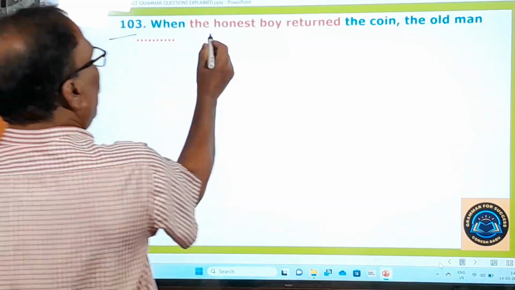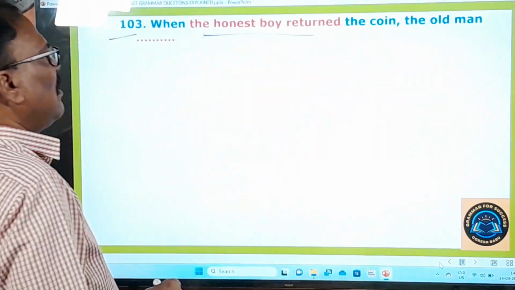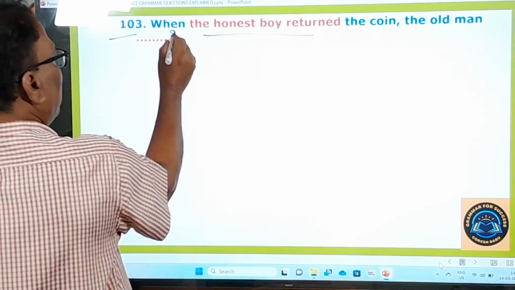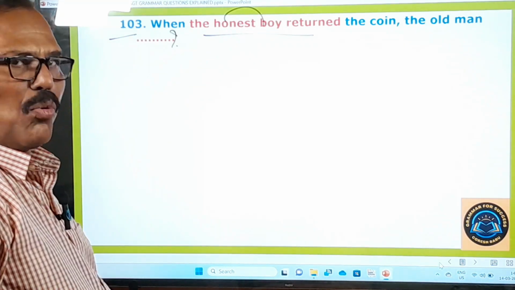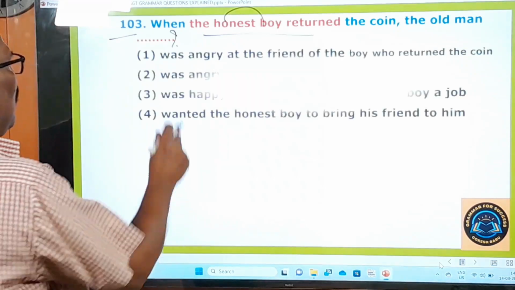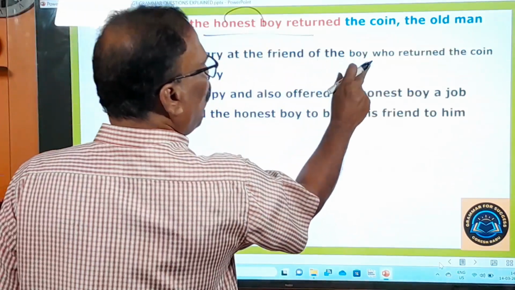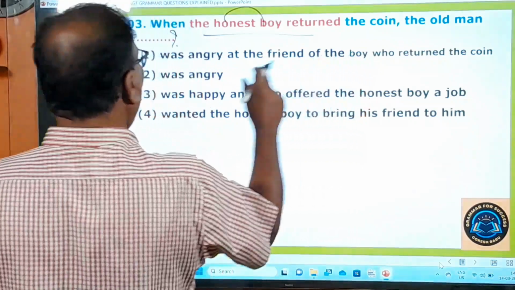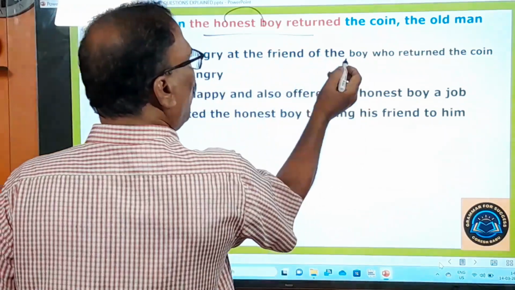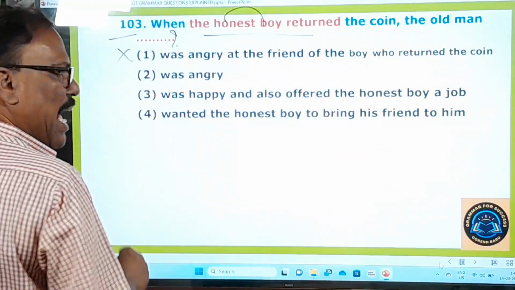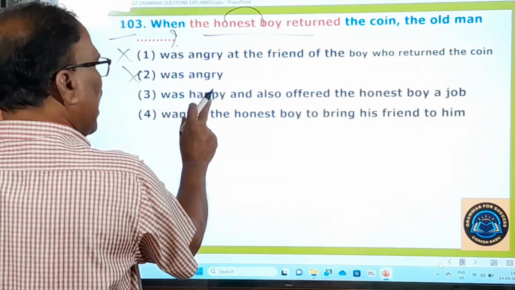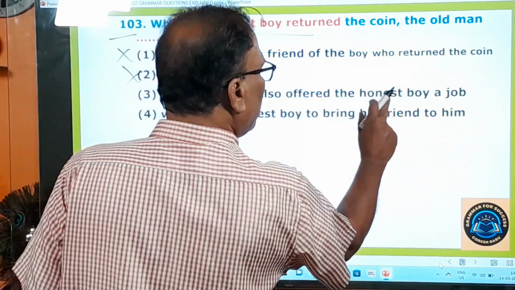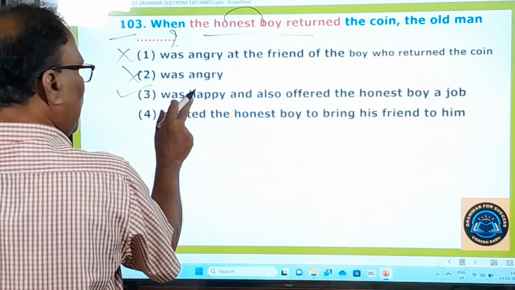When the honest boy returned the coin, the old man dash. When the honest boy, that is the second boy, returned the coin, what did the old man do? Was angry at the friend of the boy who returned the coin? No. Was he angry at the boy who did not return the coin? No. Was happy and also offered the honest boy a job? Yeah, that is the correct one.